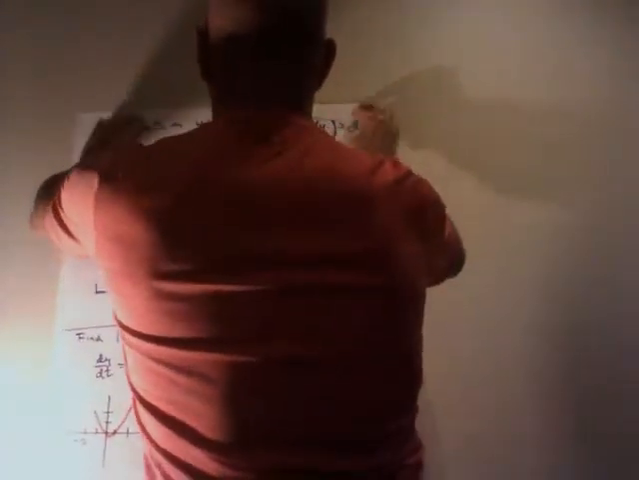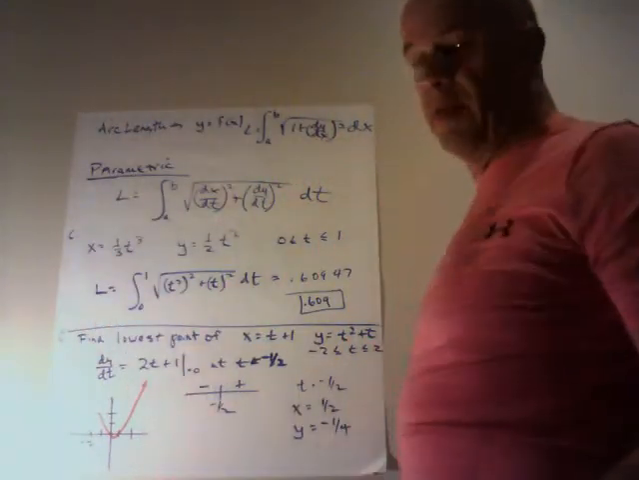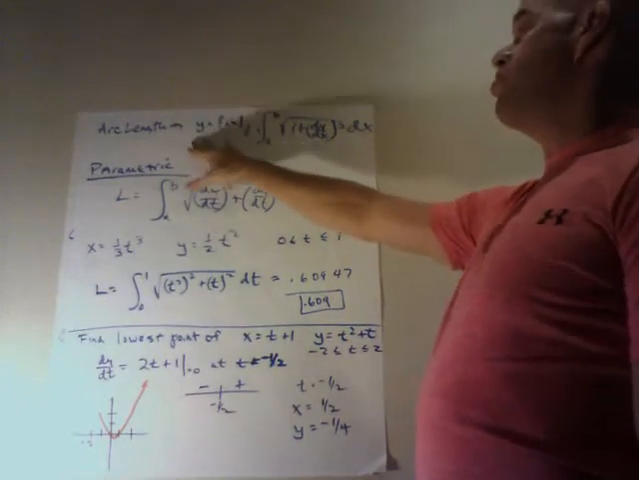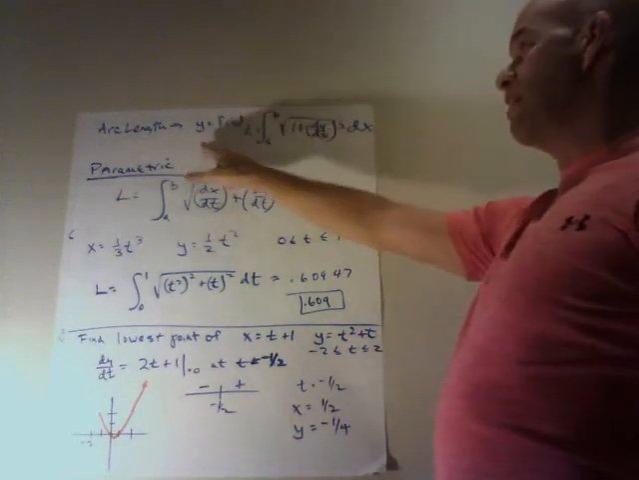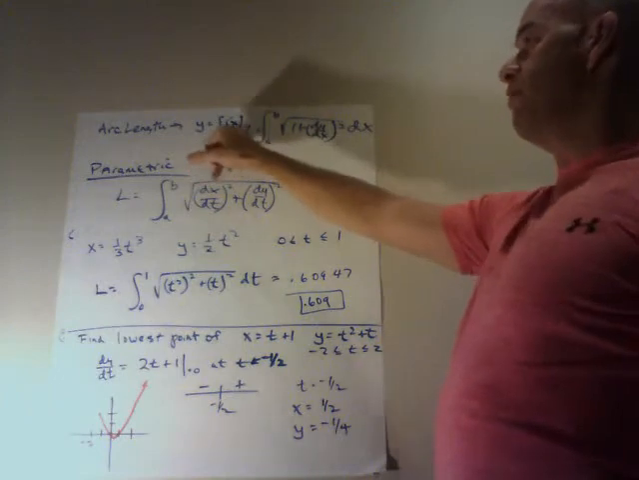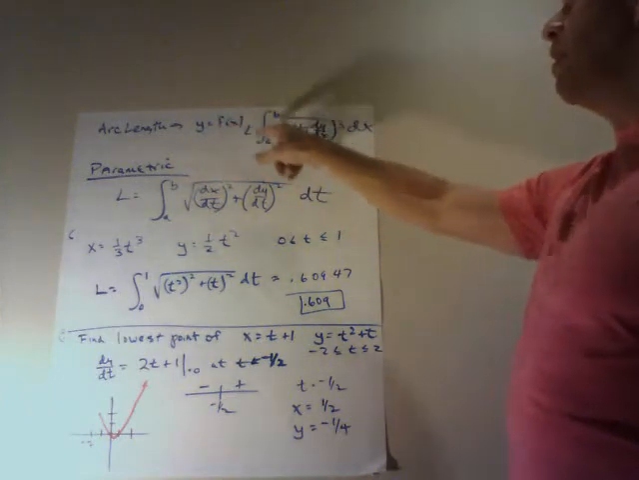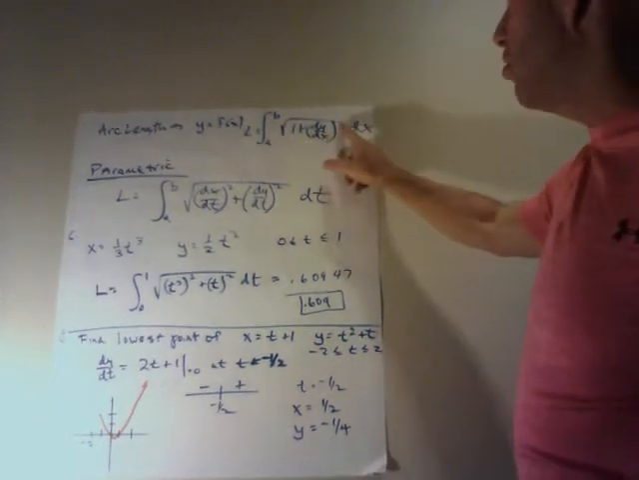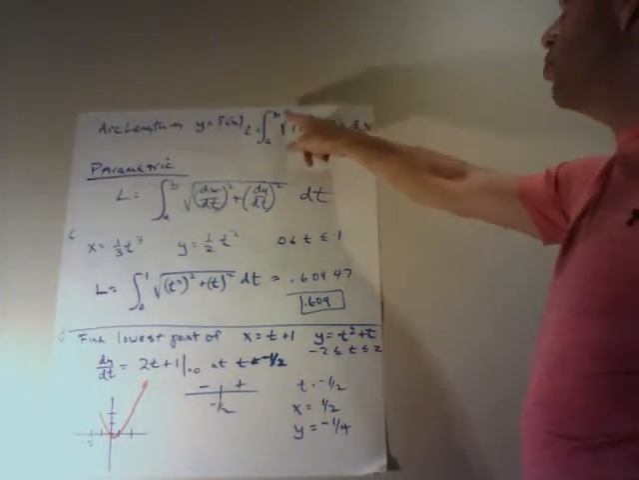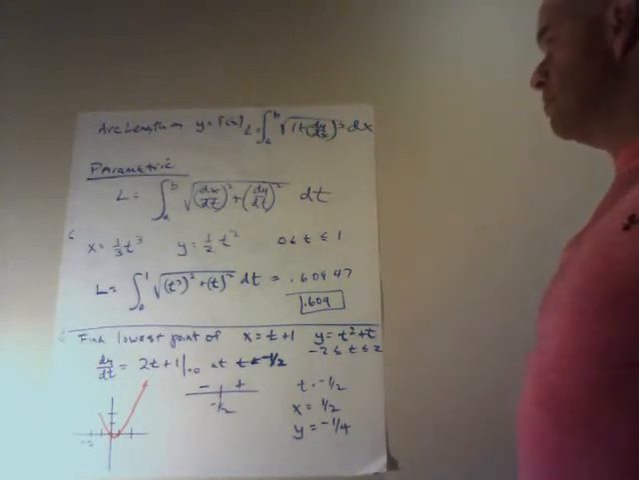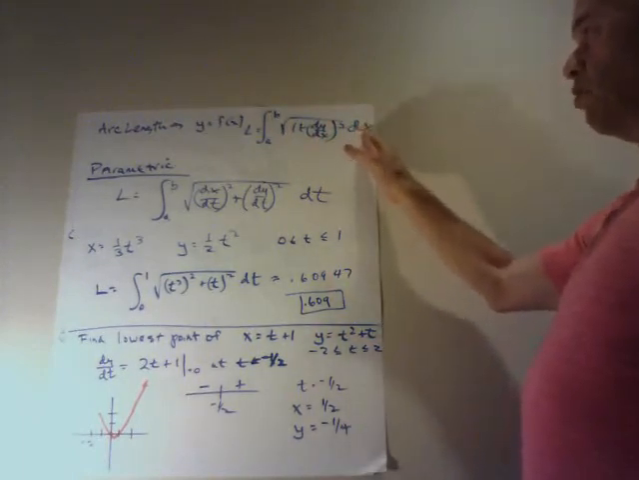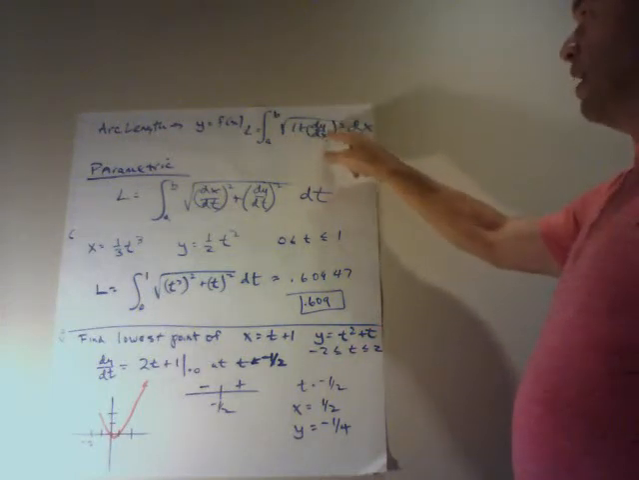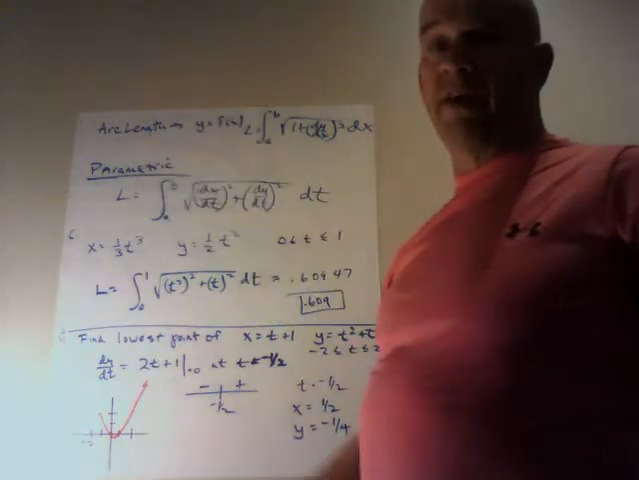Now, this will be a nice review of something you've done already, arc length. Now, if you remember with our traditionally defined functions, y equals f of x, the length of this function from a to b was the integral of the square root of 1 plus (dy/dx) squared, dx. I'm not going to go through the derivation of that. But if you look at that, square root of 1 plus (dy/dx) squared. For parametric, it's very similar.